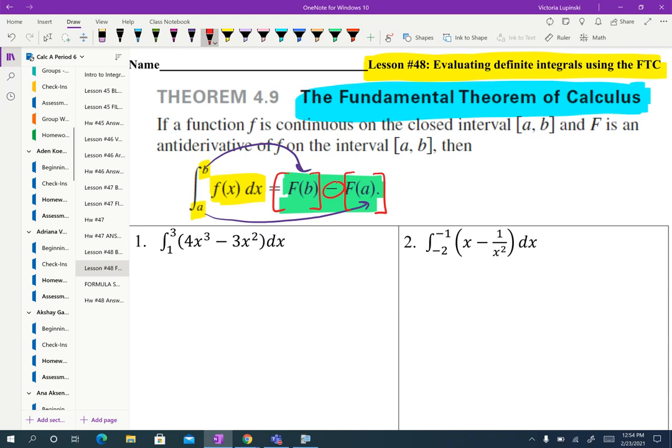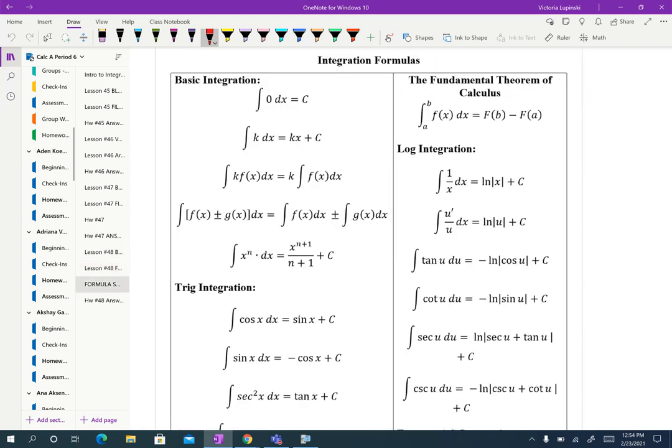So the fundamental theorem of calculus, I just want to point out, is on your formula sheet. Remember, these are all of your integration formulas, which you're going to continue to need for the remainder of the chapter. And then the fundamental theorem of calculus is right here at the top of the right-hand side. So just make sure you're aware of that.